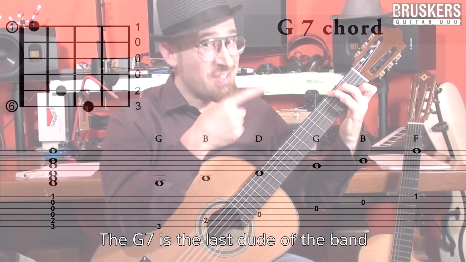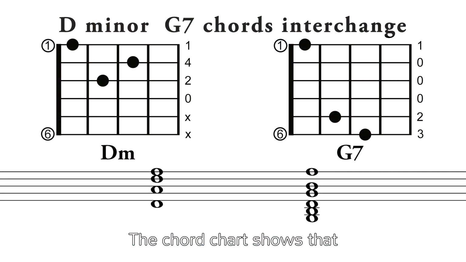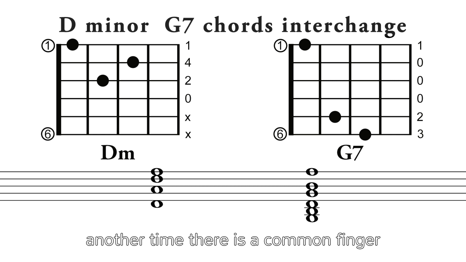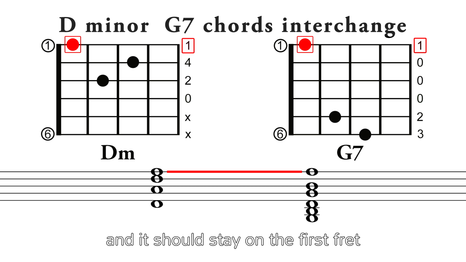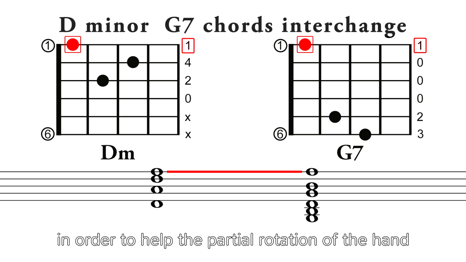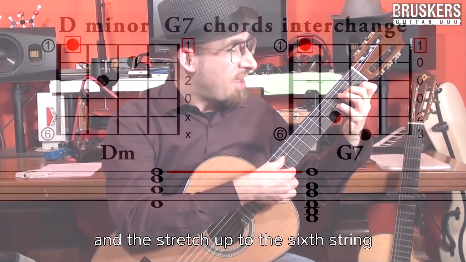The G7 is the last dude of the band. The chord chart shows that another time there is a common finger between the previous D minor chord and the new G7. The first finger is the pivot one, and it should stay on the 1st fret in order to help the partial rotation of the hand and the stretch up to the 6th string.